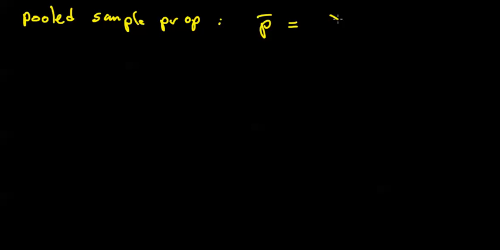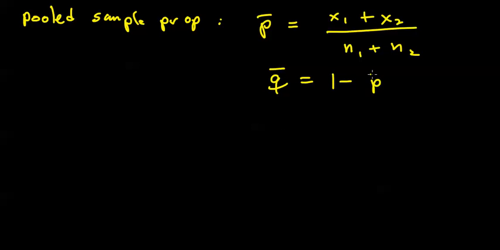Alright. There's such a thing as a pooled sample proportion. That's P bar. That's really the sum of raw counts of successes from both populations divided by the sum of the two sample sizes. Q bar, not hat, Q bar is 1 minus P bar.